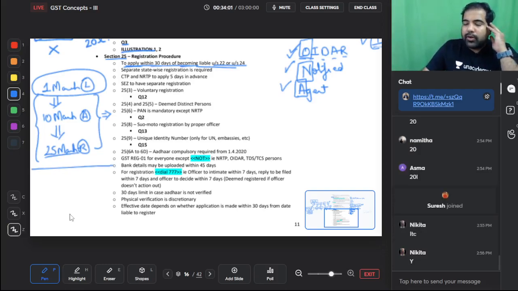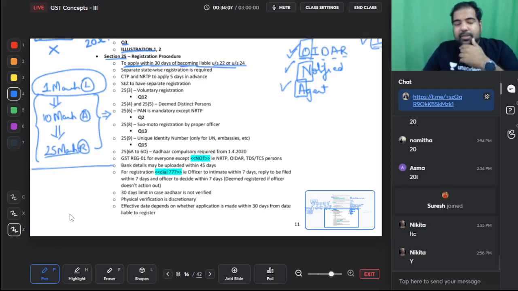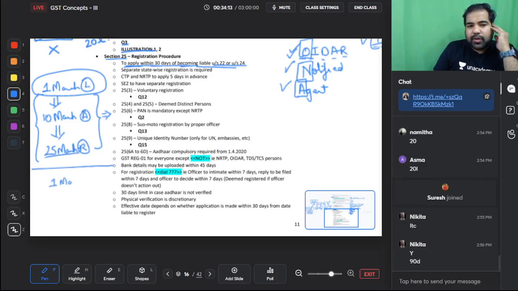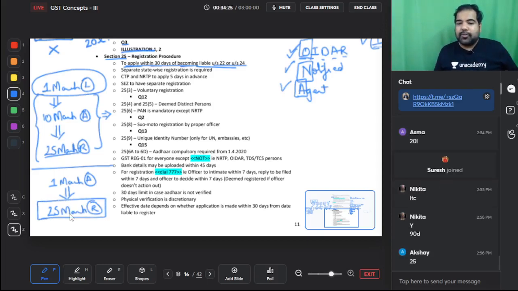But once you're voluntarily registered, then you need to charge GST, and you can also take ITC. So can we voluntarily register in GST? Yes, you can. But let's say I apply for voluntary registration on 1st of March, and I get my registration on 25th March. In this case, what will be my effective date? My effective date will be 25th March. Only from then will I be able to take ITC. Good job, people are applying.